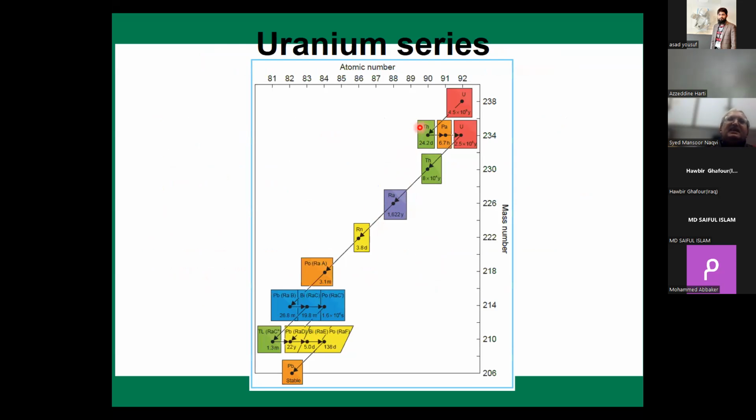This is just an example of the uranium series. You can see it begins with uranium-238 and ends at lead-206. So that is how. I'm not going through the detail of all these decay processes in between. So just to mention, the start and the end of the series are important.